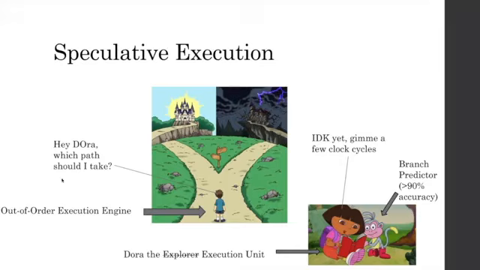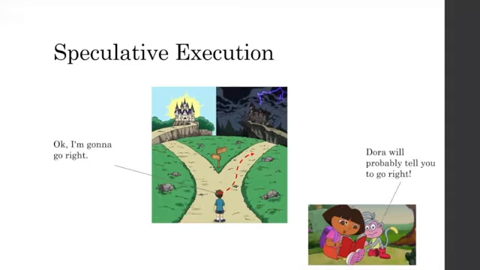Here we have the out-of-order execution engine, the execution unit, and the branch predictor. The out-of-order execution engine performs the speculative executions. The branch predictor predicts the outcome of the conditional branch, and the execution unit verifies the branch predictor's guess. So the out-of-order execution engine starts executing instructions based on the prediction of the branch predictor. So go right, okay, go right.